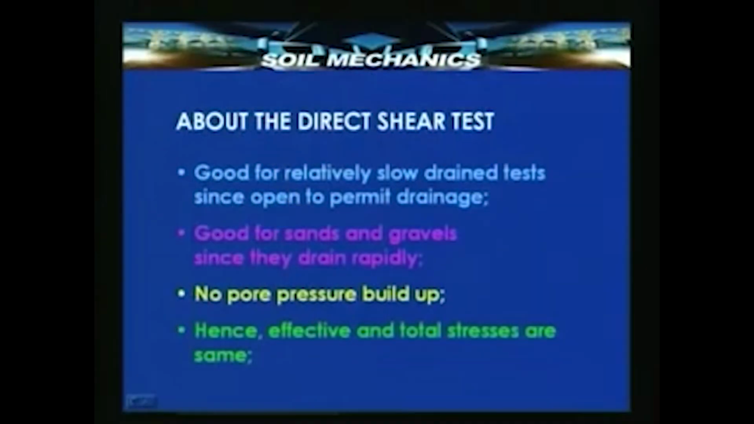Here I have on the first slide 4 points. Number 1 is, a direct shear test is good for relatively slow drained tests since it is open to permit drainage. What are we doing in a direct shear test? We are moving one part of the container relative to the other lower part, and in that process the specimen is continuously moving, and when the specimen is continuously moving, it is going beyond the cylinder or the container.